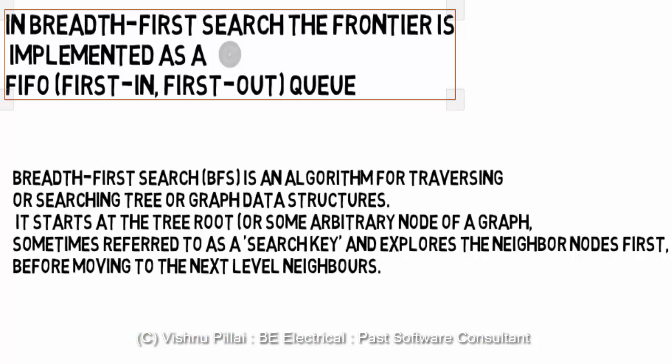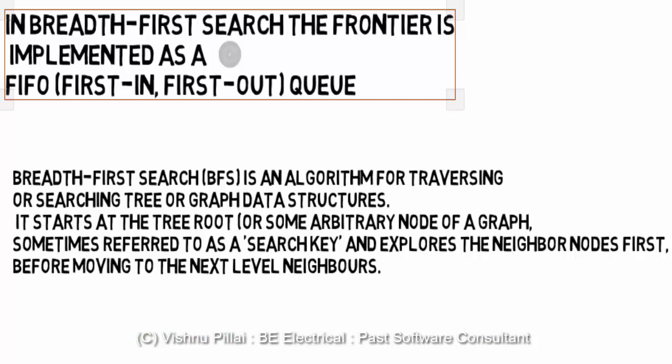Breadth first search is an algorithm for traversing or searching tree or graph data structures. It starts at the tree root or some arbitrary node of a graph, sometimes referred to as a search key, and explores the neighboring nodes first before moving to the next level neighbors.